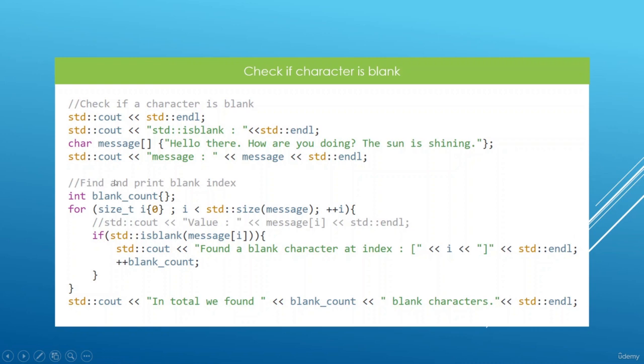By the time this loop is done, we will have printed out a lot of blank characters if we happen to have them in our message. And at the end, we're going to say in total, we found however many blank characters. This is what we're going to see if we run this program. And hopefully you can see how useful this can be in text processing applications, if that happens to be what you are working on. We're going to run this example in Visual Studio Code in a minute.